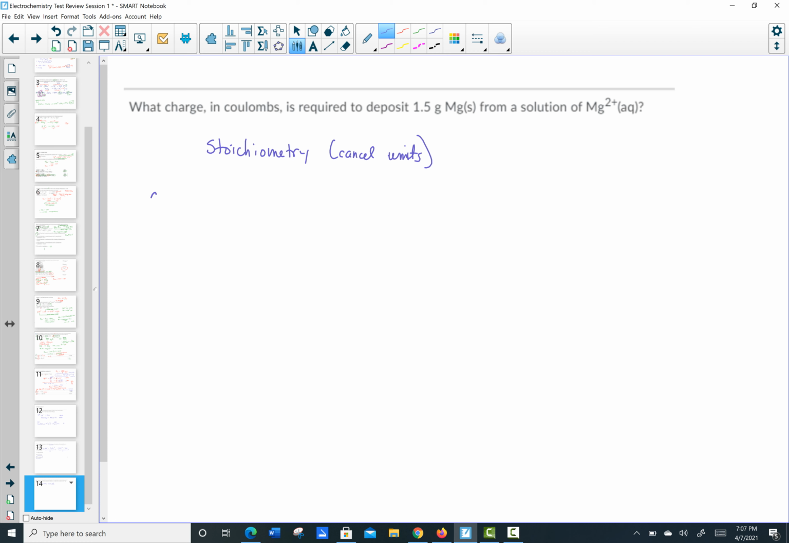Here's what we're given. We're given 1.5 grams of the element magnesium. And what do we want? We want to know the charge in coulombs. So given to want. Start by writing out what we're given, 1.5 grams of Mg. I'll convert that into a mole by using the molar mass of magnesium. Look on your periodic table. You'll see it written as 24.3 grams.